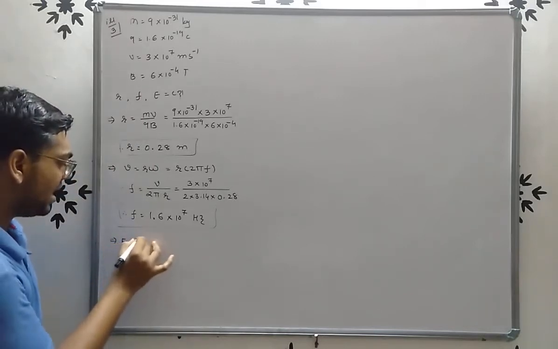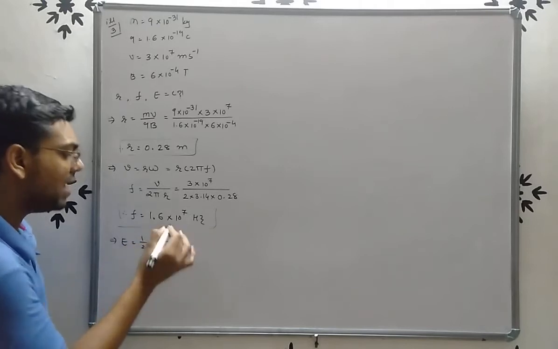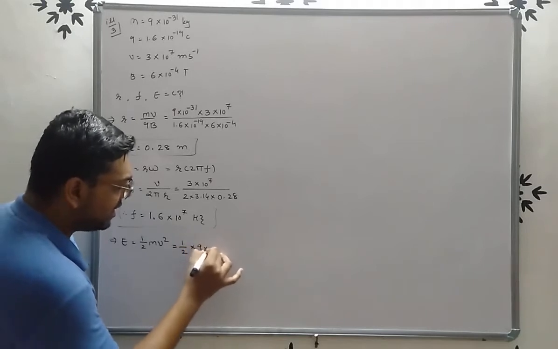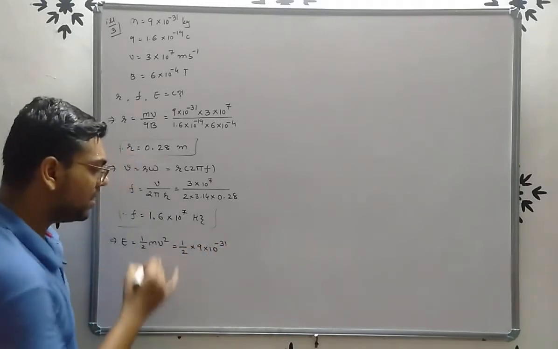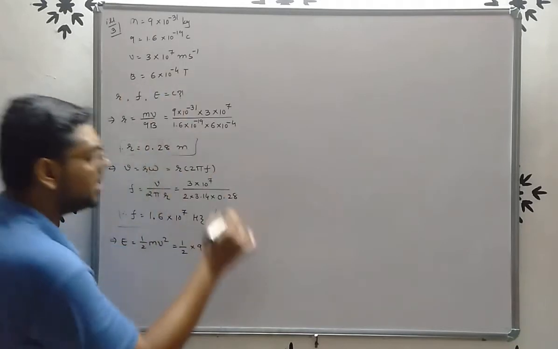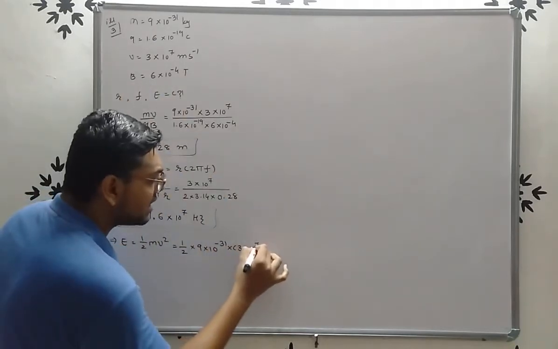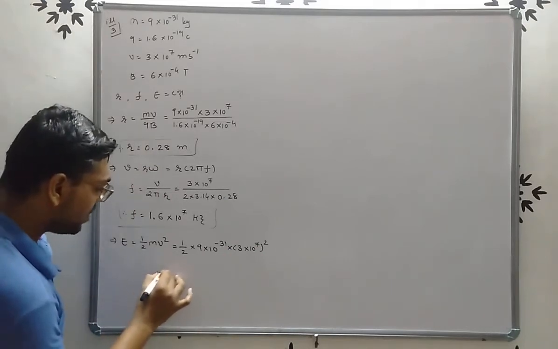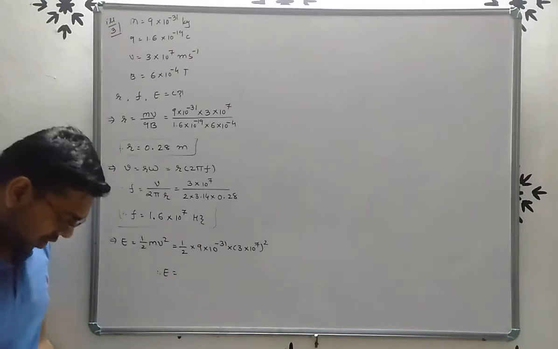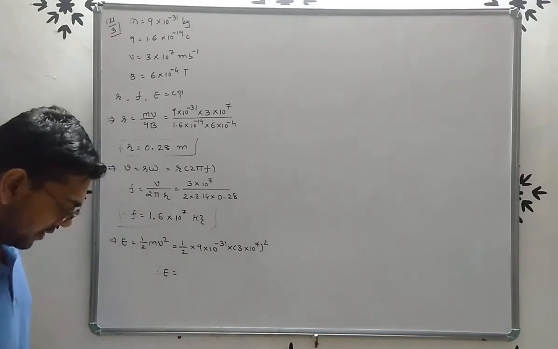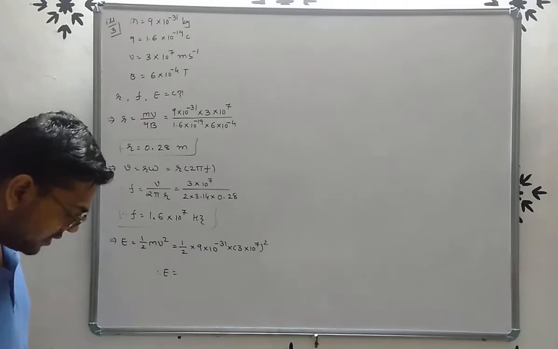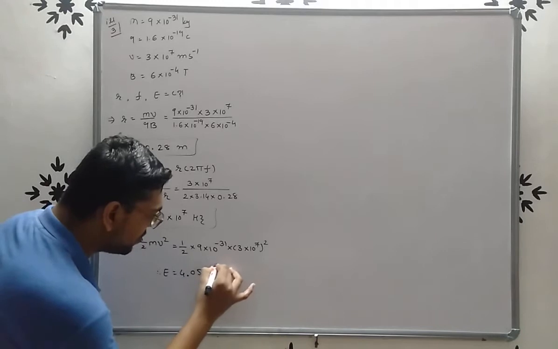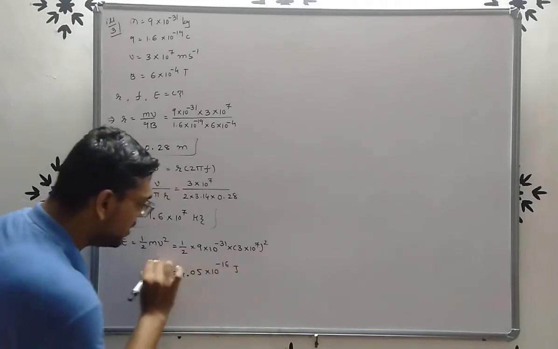Next we have to find out energy E. We know the formula, energy E is equal to 1/2 mv square. So 1/2, value of m 9 × 10^-31, v square, value of v 3 × 10^7 whole square, right? After solving this, we get energy is equal to 4.05 × 10^-16 joule, right?